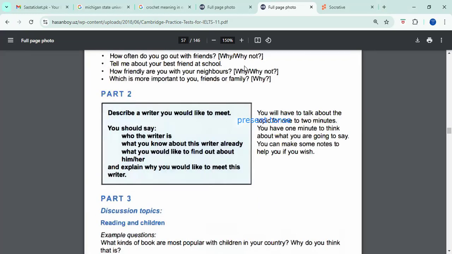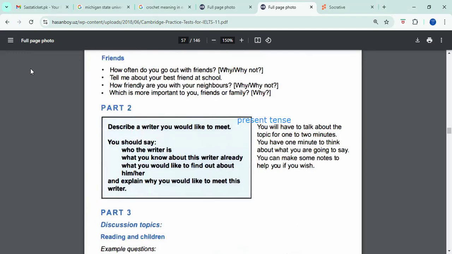Here we go, we have another: describe a writer you would like to meet. Now that's interesting. It is near future, so it's a different one. So it is the second variety, which you can see is near future or future planning. So this is the second variety that you can see.